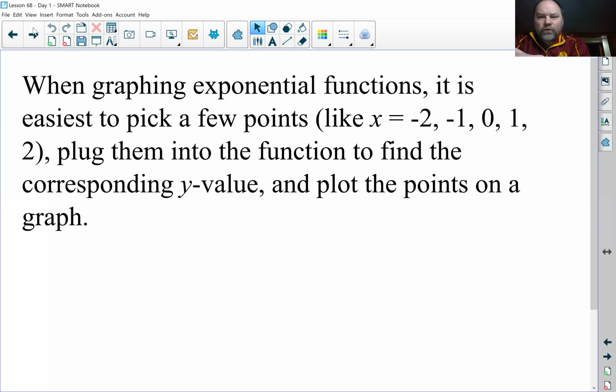So when you're graphing an exponential function, what I would suggest is picking a few points and some points that are pretty easy to work with, relatively small, like x being -1, -2, 0, 1, and 2. Then plug them into your function to find the corresponding y value, and then you'll have an ordered pair, and you can plot those points, and you'll have a pretty good idea of what happens with the graph.